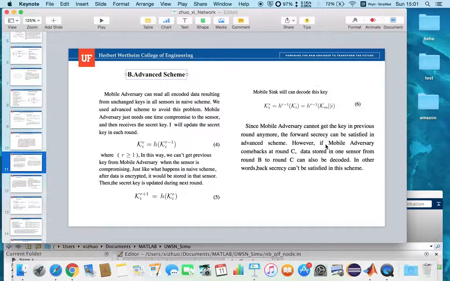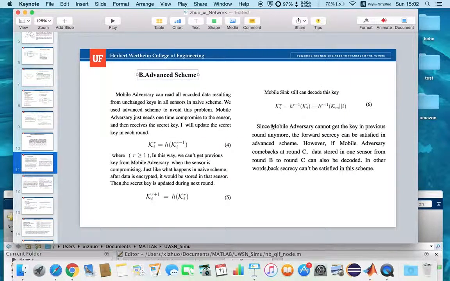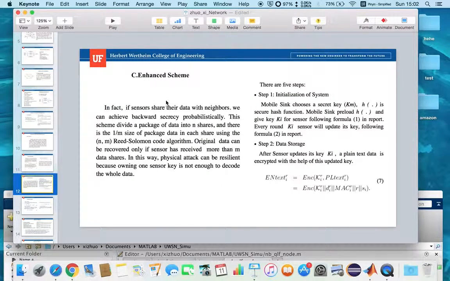However, if a mobile adversary comes back at round C, the data stored in one sensor from round B to round C can be decoded. In other words, backward security cannot be satisfied in this scheme, so we have the enhanced scheme.